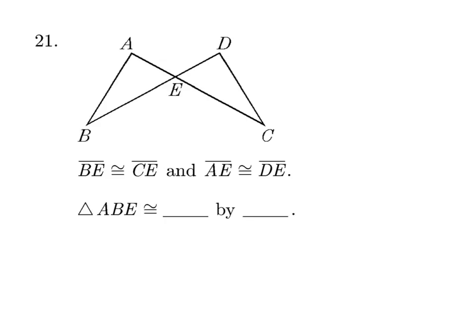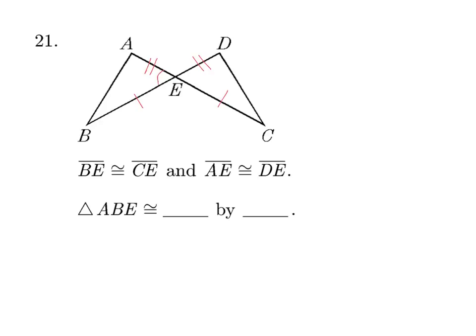Right, for number 21, let's see, they give me BE is congruent to CE. Then they give me AE is congruent to DE. All right, so I could prove the triangles are congruent by what? Well, what other information can I extract just by looking at this diagram?